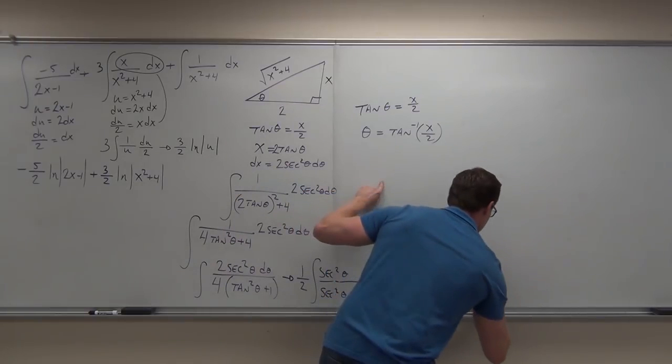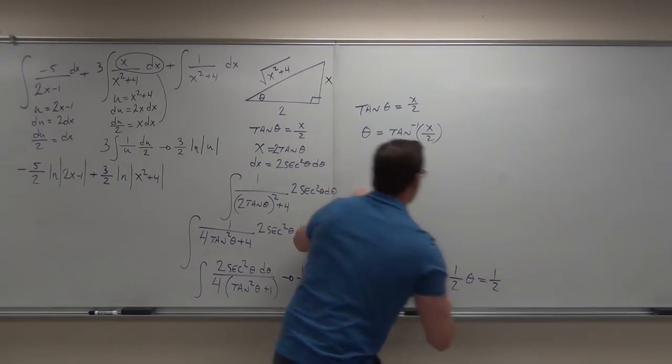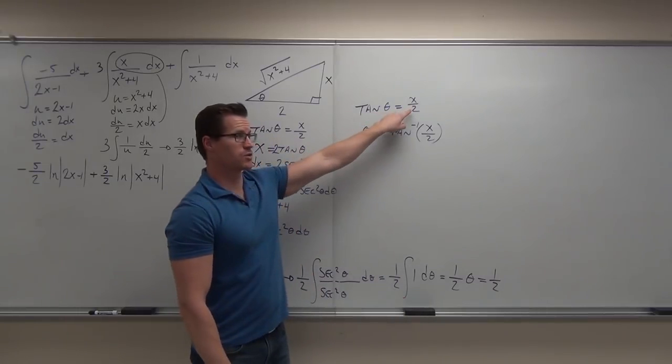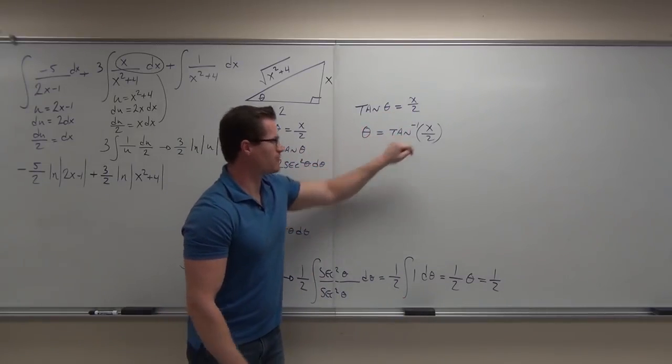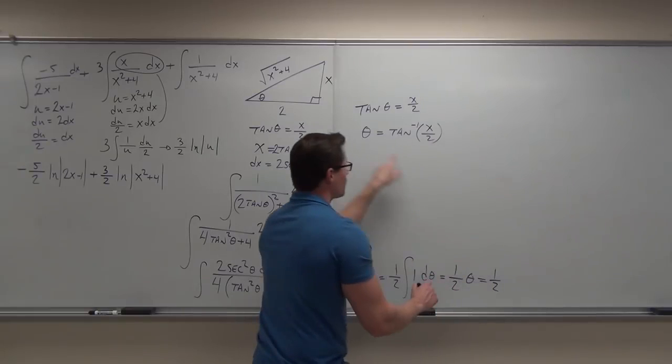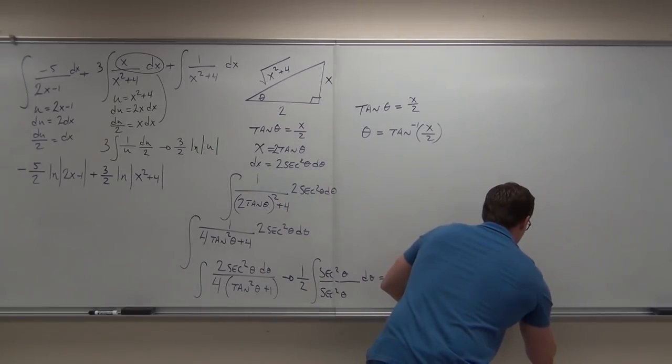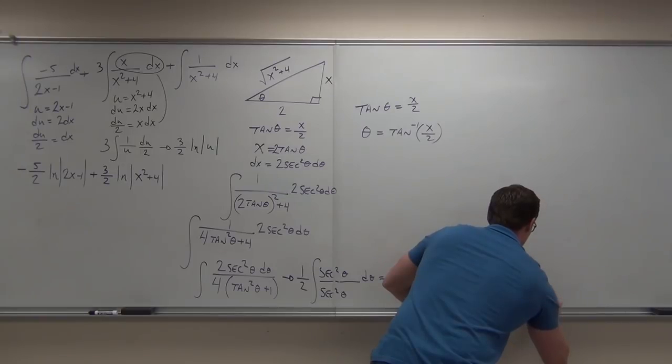If tan theta equals x over 2, this is if and only if theta equals tan inverse. Oh my goodness, this is where all your inverse integrals came from. You just proved it. Then this is the same thing as 1/2 theta. Tan theta equals x over 2, correct? Theta equals tan inverse of x over 2. So 1/2 tan inverse x over 2.